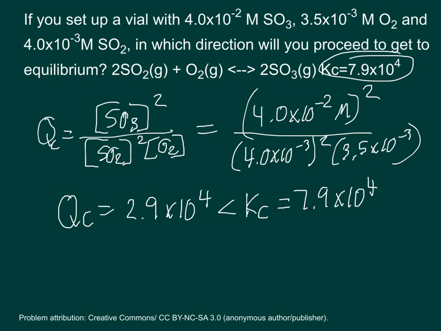So we're going to have to add to the product over here, make that 4.0 times 10 to the negative second be more. It'll come at the expense of subtracting away from the two reactants, the SO2 and the O2. So you'll proceed from left to right and you'll make more products in order to get to equilibrium.